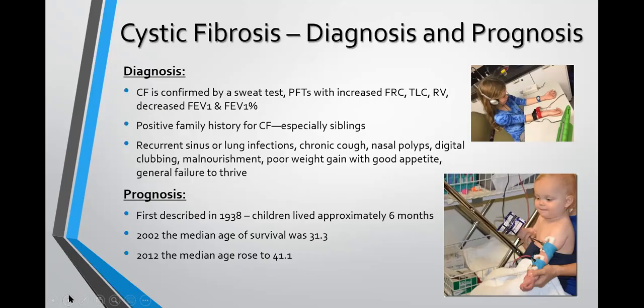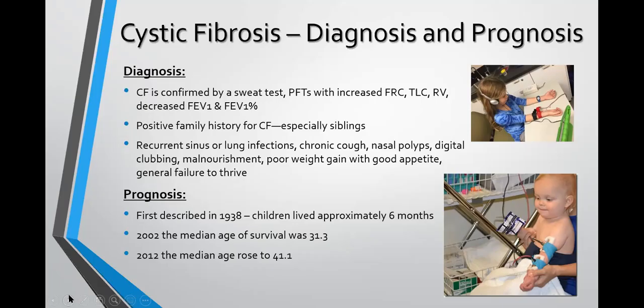Okay. They have recurrent sinus or lung infections, chronic cough, nasal polyps, digital clubbing, malnourishment. See, poor weight gain, great appetite. They can eat 10 Whoppers, but it just comes right back out. They fail to thrive because they cannot absorb those good old nutrients from them Whoppers, right? If Whoppers got any nutrients. They're not like, I can't eat, I'm not hungry, right? No, they eat. They have a great appetite, like me and you, or me at least. But they don't absorb the nutrients, so their muscles don't develop. Their body doesn't develop like it's supposed to.